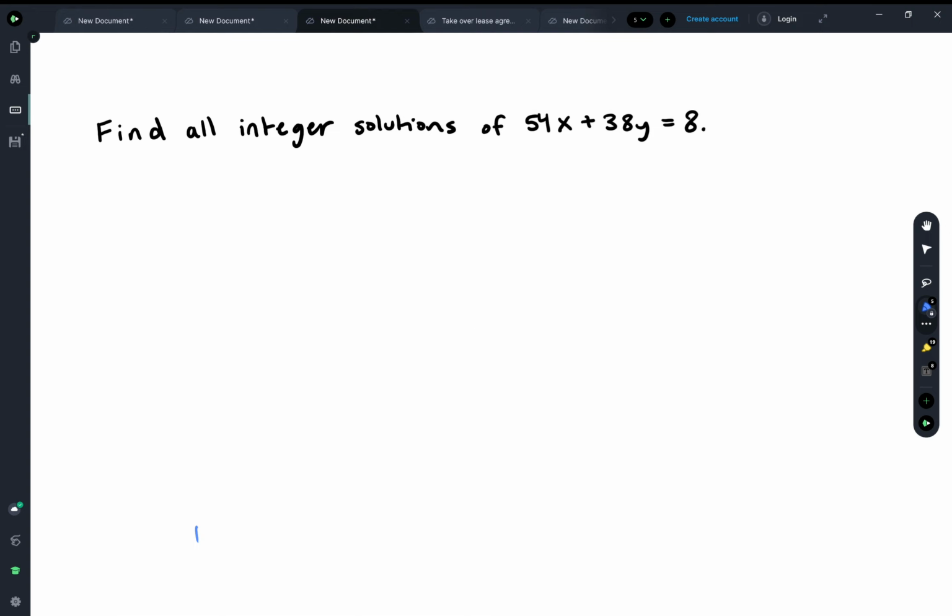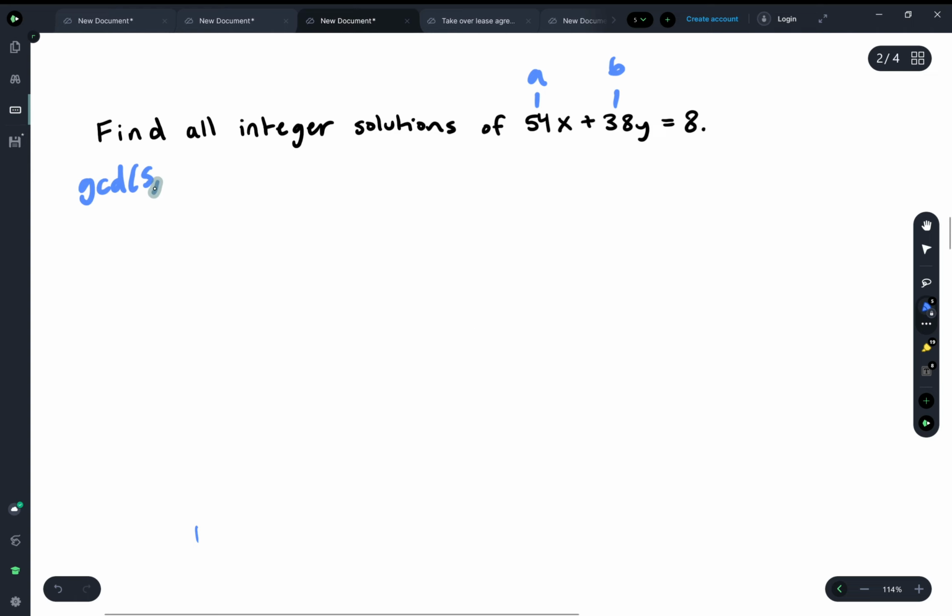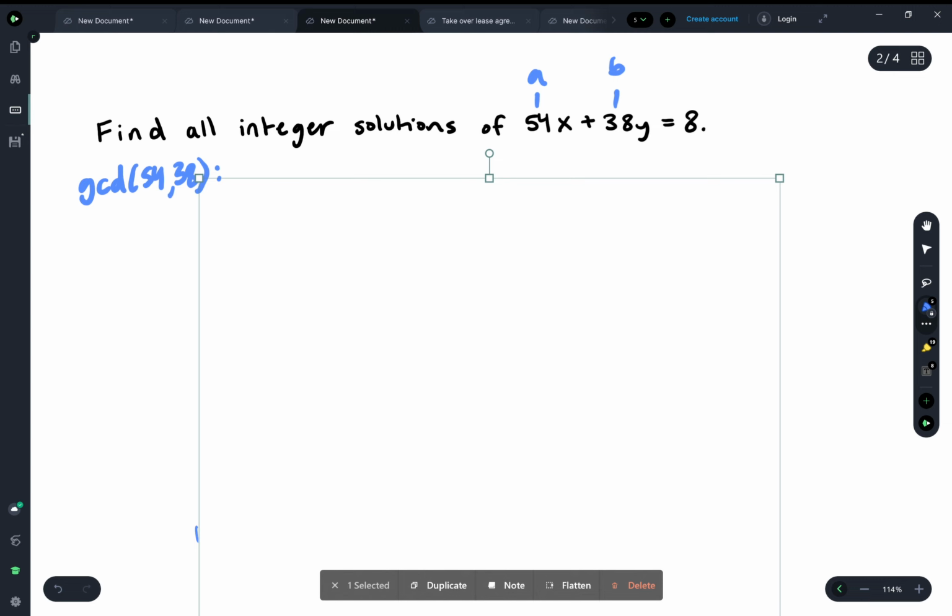So we need to find the GCD of a and b. So a is 54, and b is 38. So now we have to solve for the GCD of 54 and 38. And to do that, we use the Euclidean algorithm, and let's just go through that.